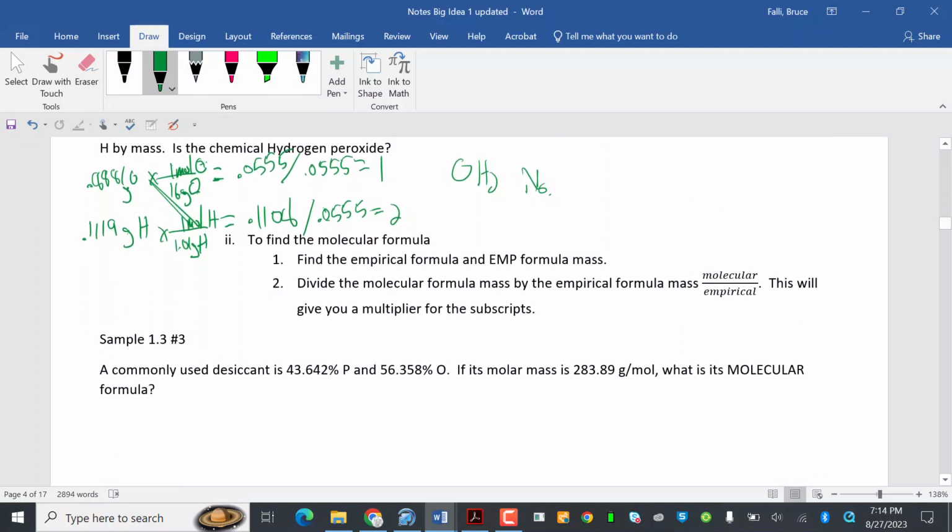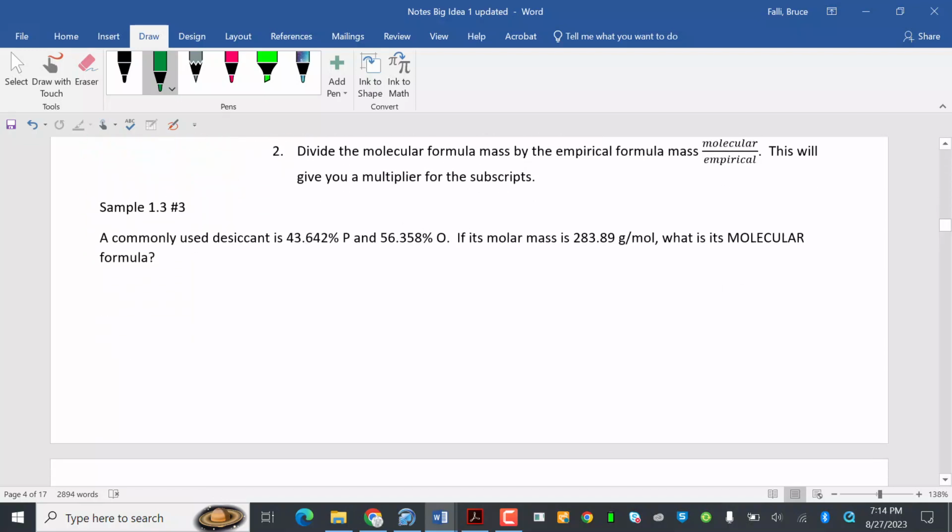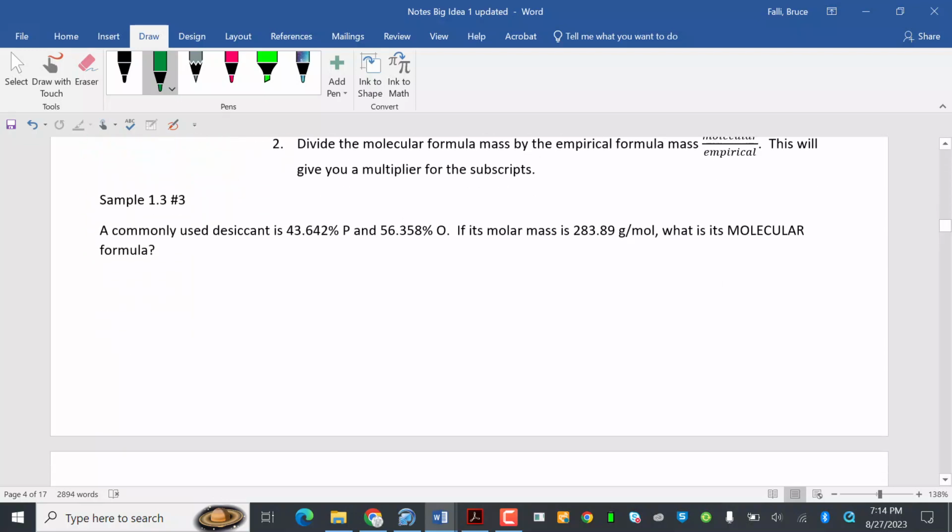To find the molecular formula: the empirical formula is the reduced formula. You find the empirical formula and that empirical formula's mass. Go to the periodic table and add it up. Divide the molecular formula mass by the empirical formula mass. This will give you a multiplier for the subscripts. So let's take a look. A commonly used desiccant, something that sucks the water out of things, dries it out, is 43.642% P and 56.358% O. If its molar mass is this, what is its molecular formula?